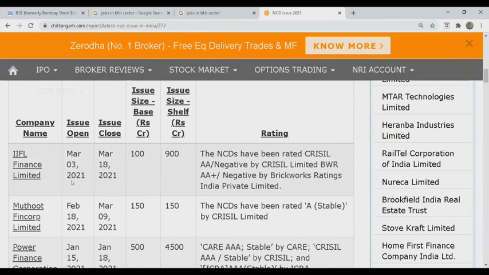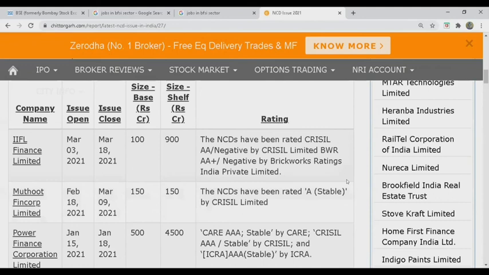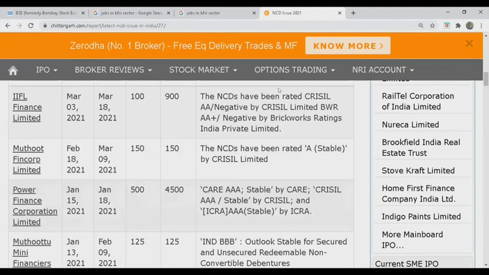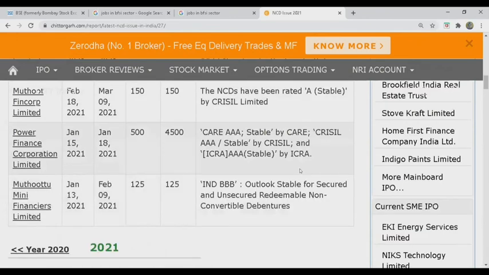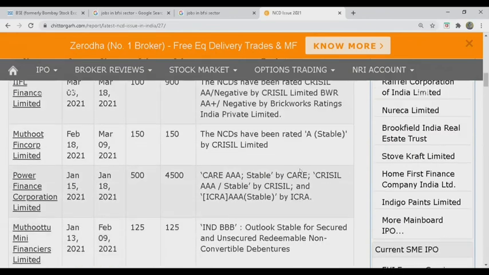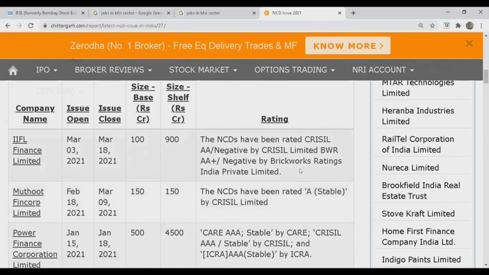You see on the right, there is a rating given here: AA negative by CRISIL, and BWR AA plus negative by Brickworks. Okay, so these are rating agencies: CRISIL, BWR, CARE, ICRA. You see, these are all of these. You're seeing different kinds of ratings are there. AAA is higher than this AA. Okay, and AA is higher than the A. Okay, so this will mean that the returns they are offering will be different. So all of them will be offering different kinds of returns.